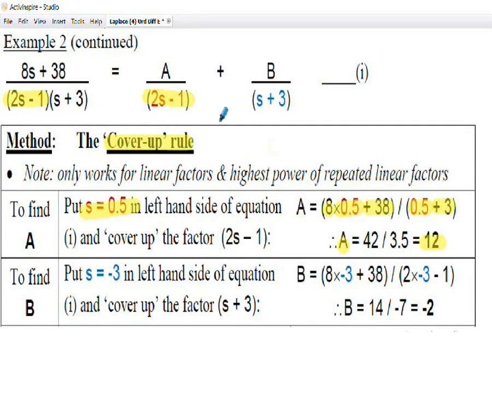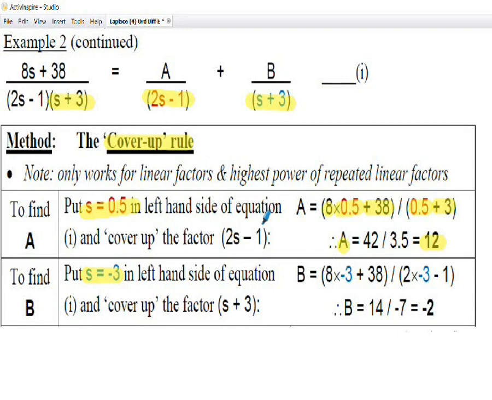Similar thing for part B, for a constant B. What value of s do I need here to make that bracket go to 0? I need s to be negative 3. Negative 3 plus my 3 is 0. So again, following the approach through for the cover-up rule, I will now cover up this bracket here and put the value of s into the rest of the left-hand side of the equation.